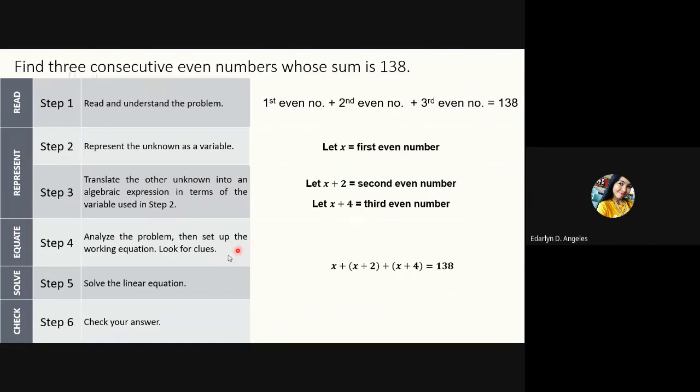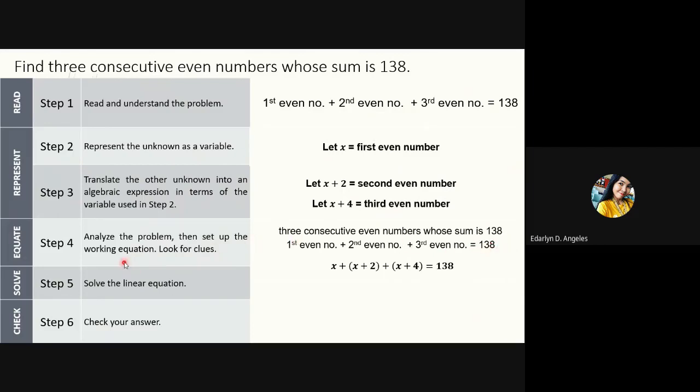So our third even number would be x plus 4. Okay? So our fourth step is to analyze the problem and then set up the working equation. Again, we need to look for clues. Anyway, we only have here one sentence, so just find here the clue. Okay? So three consecutive even numbers whose sum is 138. And here is our first even number plus second even number plus third even number is equal to 138.